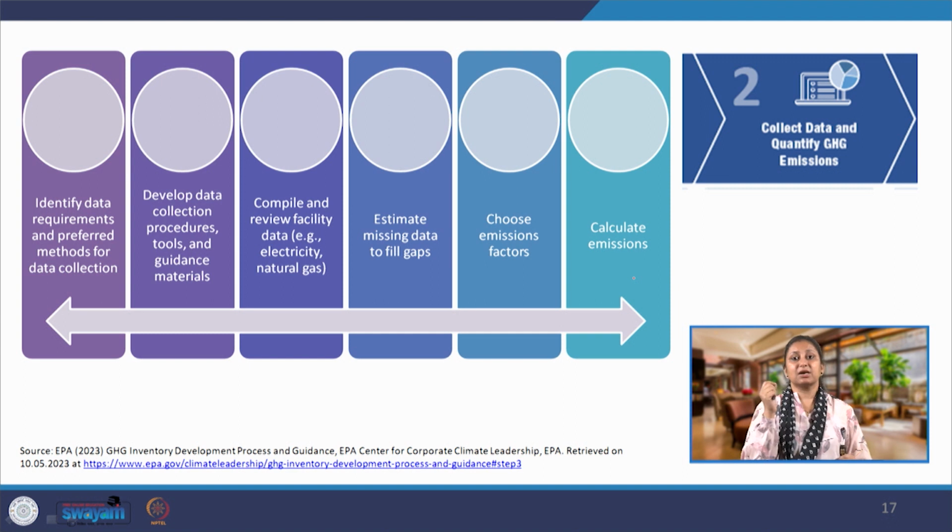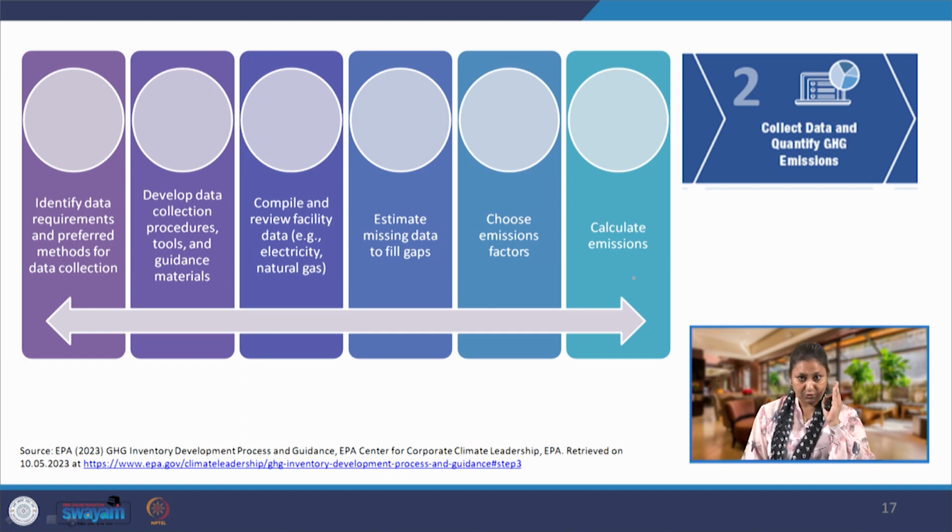We will have some data which will be missing or some data which is inaccurate. Once we go ahead with this process, we would identify where the data is missing or what more data is required, and we will continue to compile that data in the form of this inventory which we have already identified. And as I mentioned earlier, we will choose the emission factors which are there, and finally, we will calculate the emissions, which is the second step of this, which is to collect data and quantify GHG emissions.